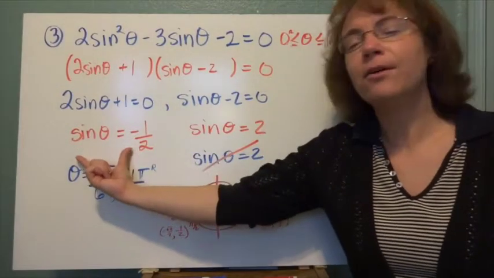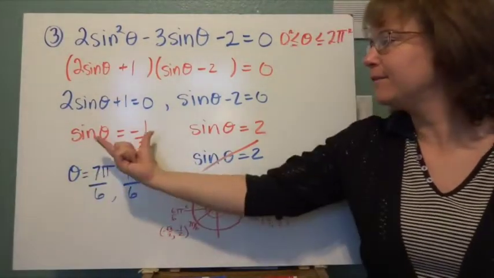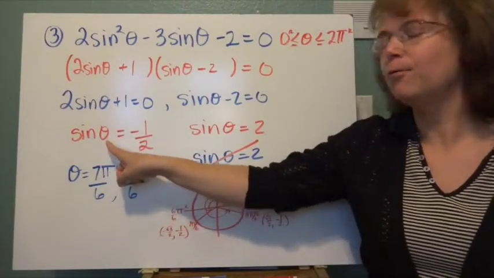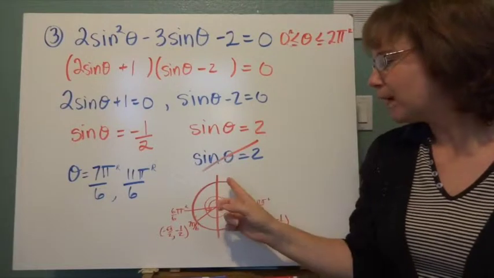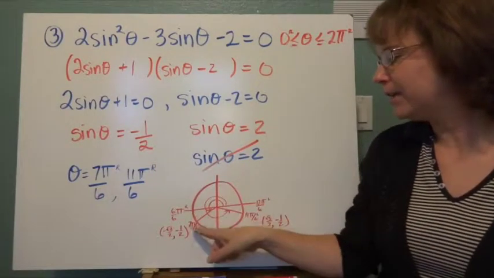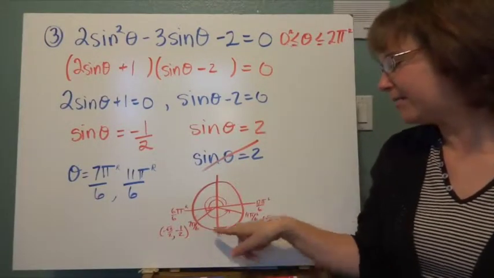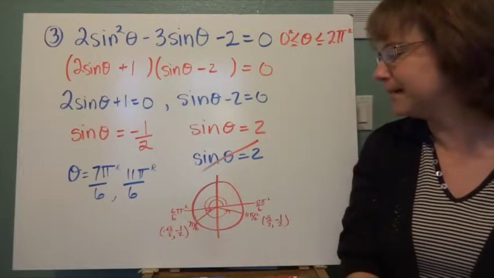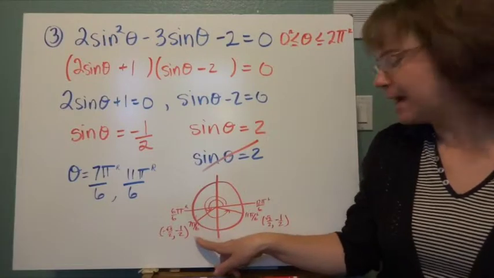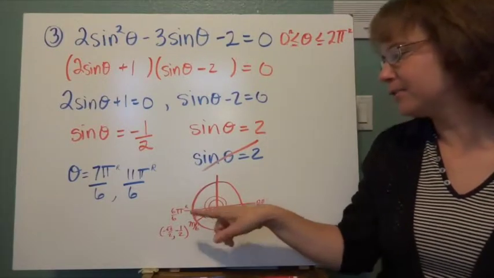So I want to know where on my unit circle sine of theta is equal to negative 1/2. What angle is that going to be? And I'm thinking in terms of radians. So I look at my circle and I see I have a negative 1/2 here and a negative 1/2 here. They're going to be at the same height because we're talking about sine. So that happens at 7 pi over 6 and 11 pi over 6.